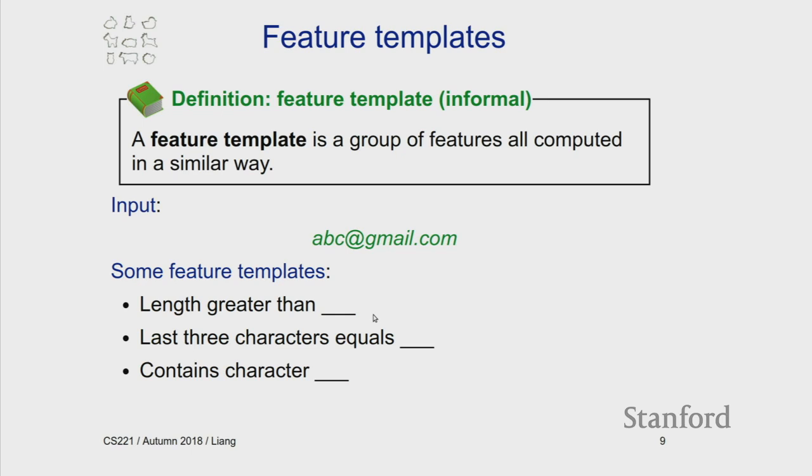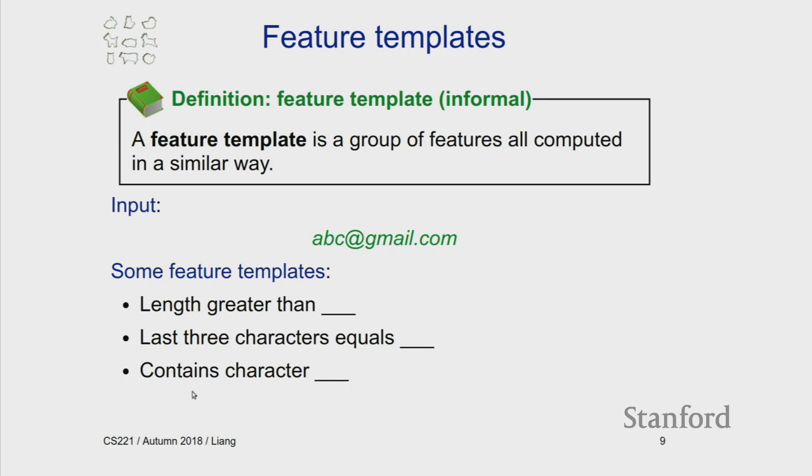We're going to use this notation in this class to denote feature templates. And the way to read this is that length greater than blank means that you can replace the blank with any value. So for example, it expands to length greater than 1, length greater than 2, length greater than 3, and so on. So this feature template actually gives rise to multiple features, which are all related in some way. Another example is contains character A, contains character B, and so on. And this feature template specifies a set of features.